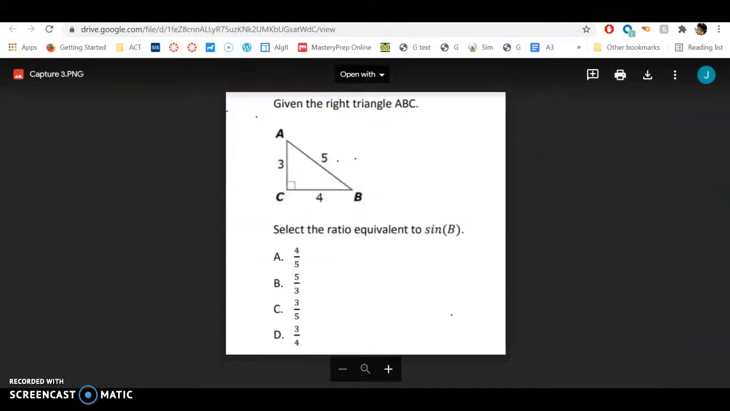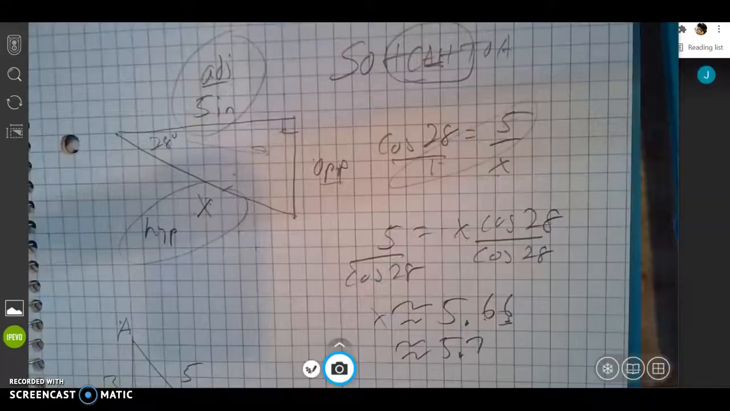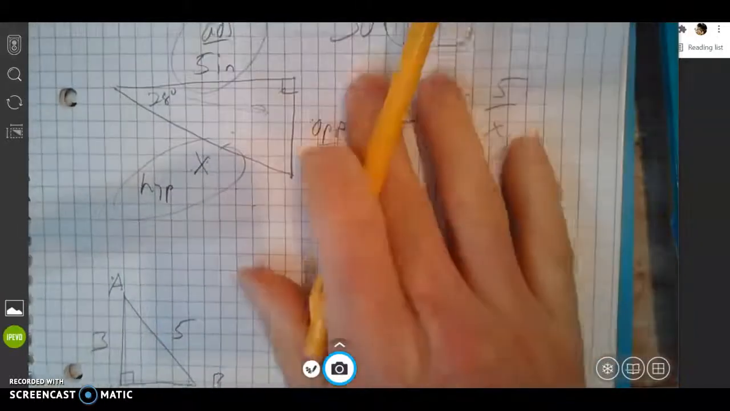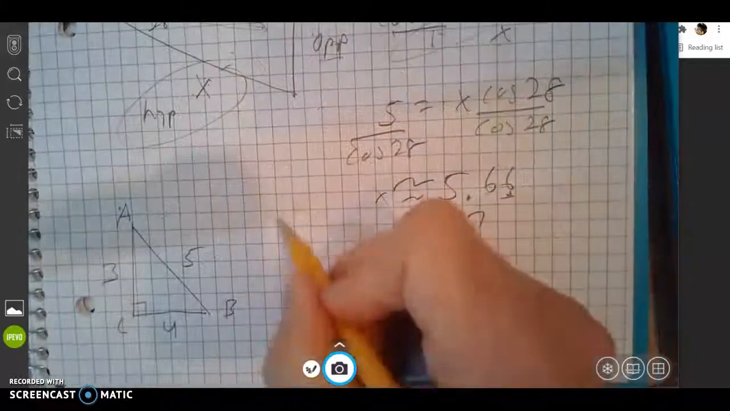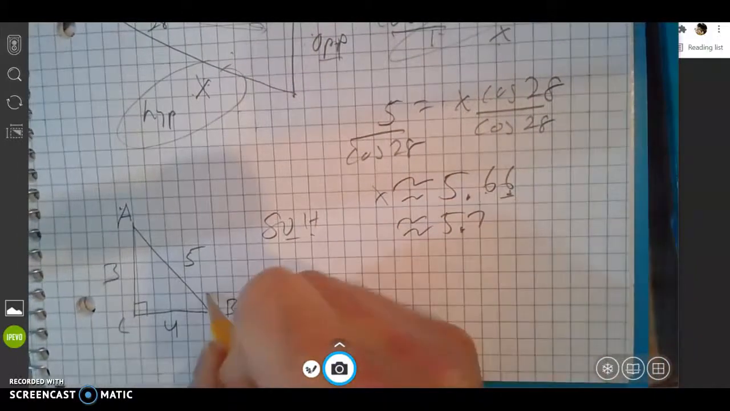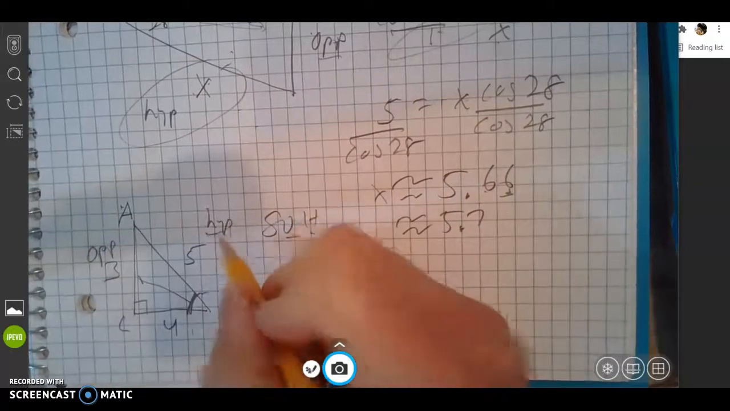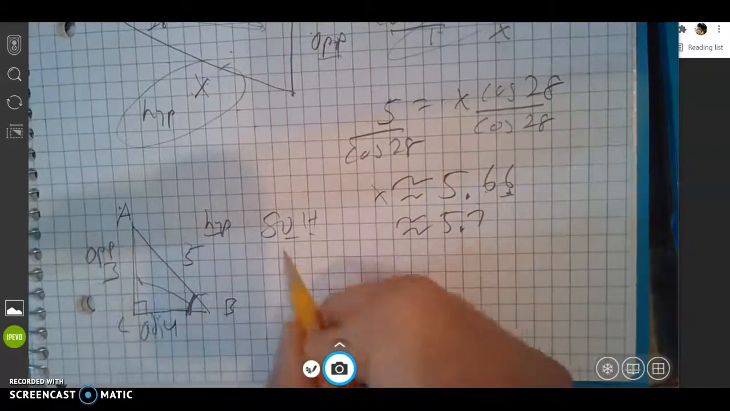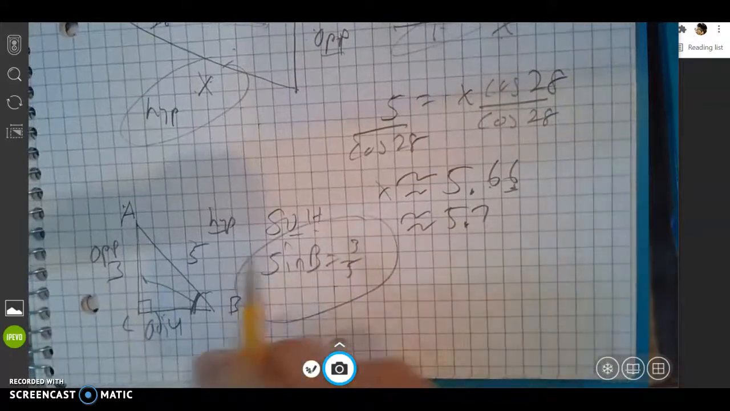One more. Here it is. What is sine of B? Go. All right, sine of angle B. Sine is the opposite from the last problem. Opposite over hypotenuse. So we're looking at angle B. So this is the opposite, this is the hypotenuse, this is the adjacent. So it's 3 over 5. So sine of B equals 3 over 5.